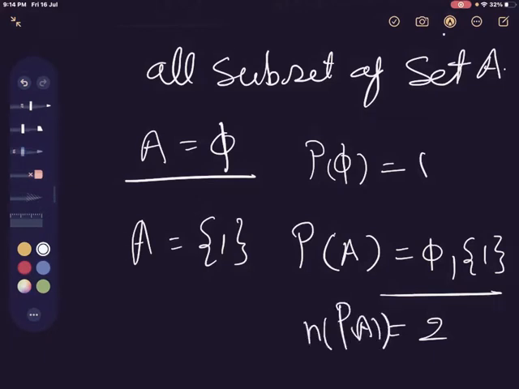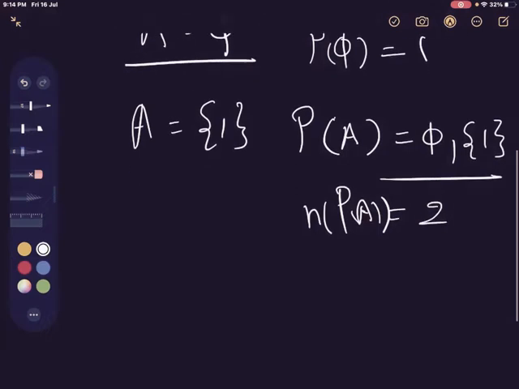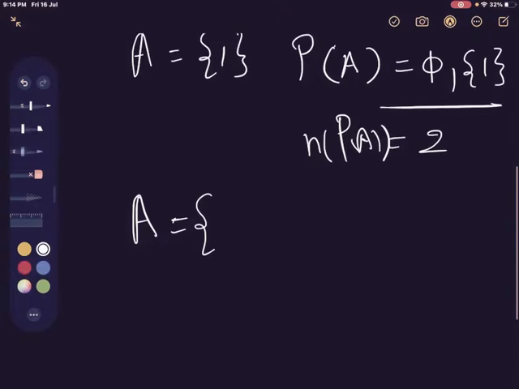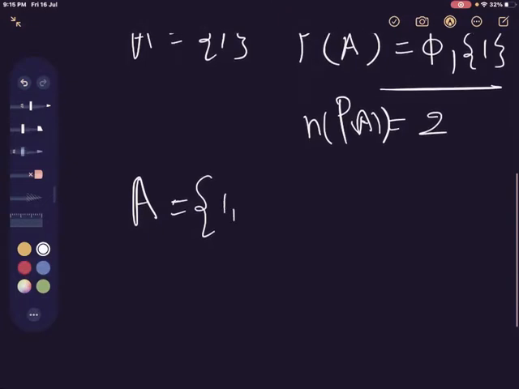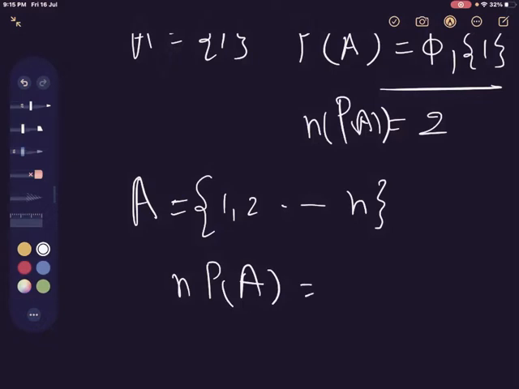What happens if A has some n number of elements in it, 1, 2 up to n? Then it's very difficult to count this number. For the power set of A, how many elements will it have? Yes, this is 2 to the power n. But how do you reach this point?